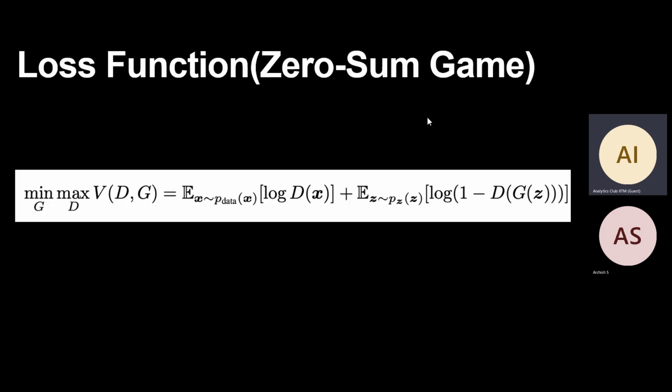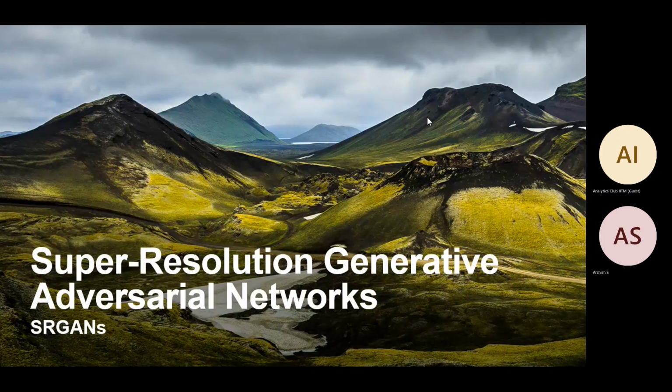But for the generator, you want to fool the discriminator, right? You want the discriminator to not be able to tell the difference between a real and a fake image. So you want to minimize this loss function. That's how you train your generator. So that's a quick recap of what we did yesterday. If you have any doubts about what we did yesterday, you can ask now.